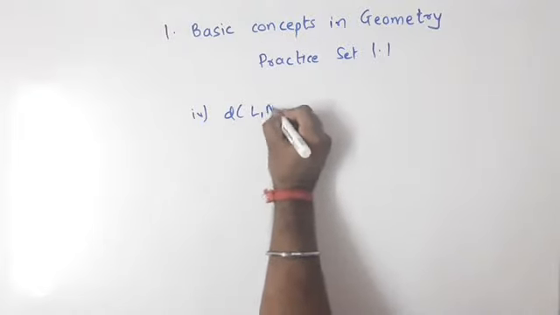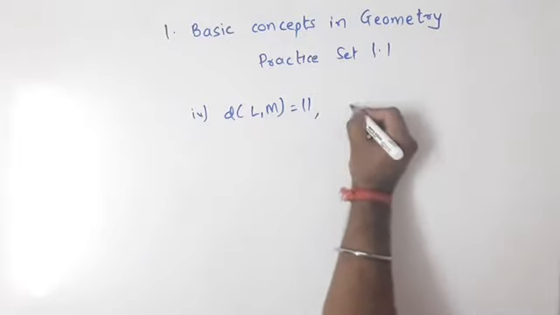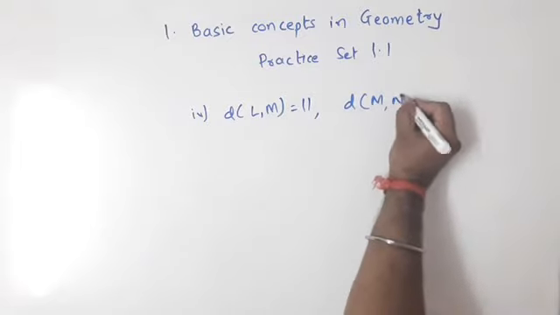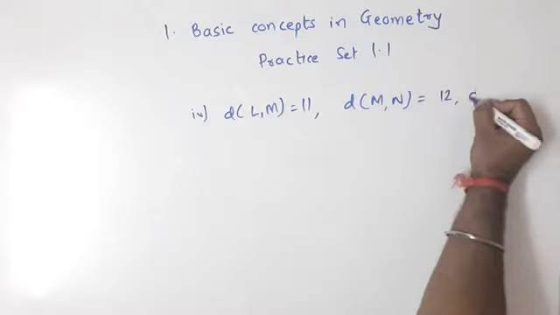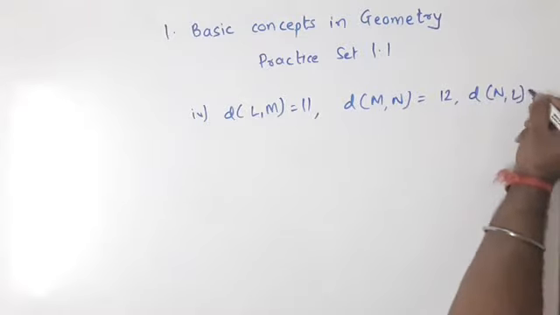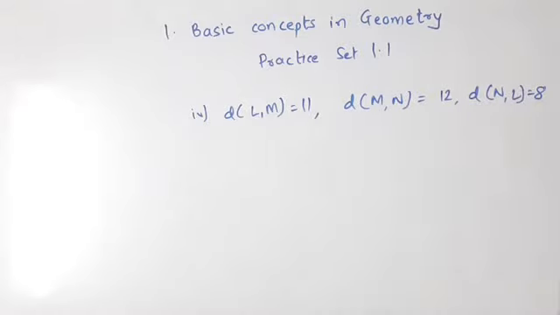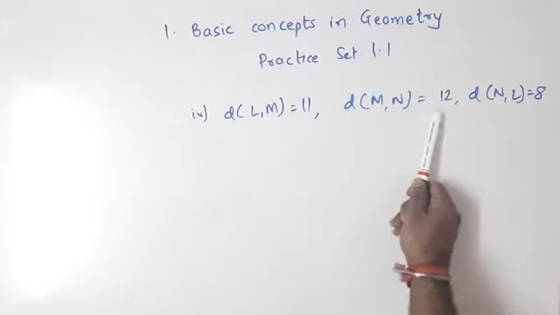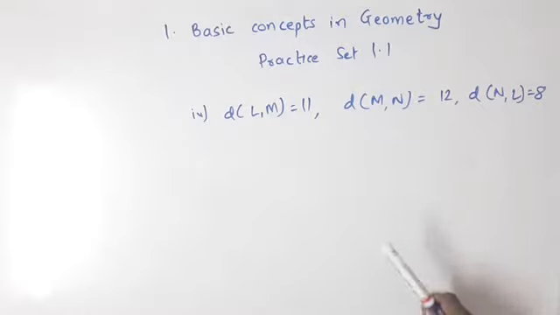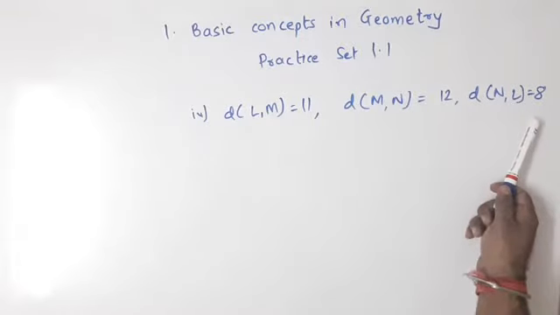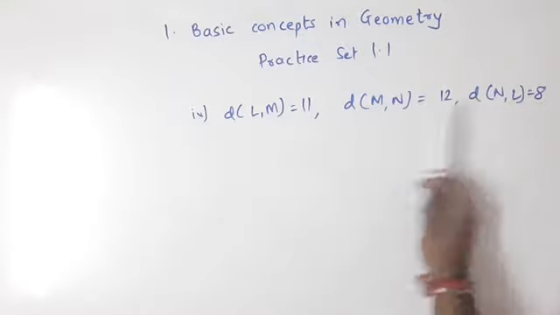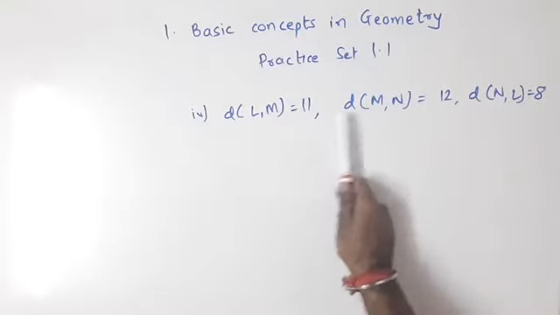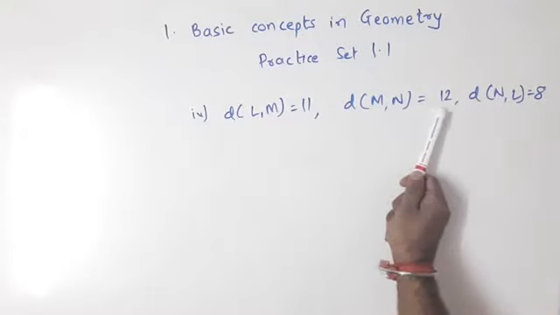Distance LN equals 11, distance MN equals 12 and distance NL equals 8. Okay, now you can see, students, as we follow the pattern, we first see in ascending order 8, 11 and 12. Now add the two smaller ones. Are we getting the third one? 8 plus 11 is becoming 19, and this is not 19, this is 12.